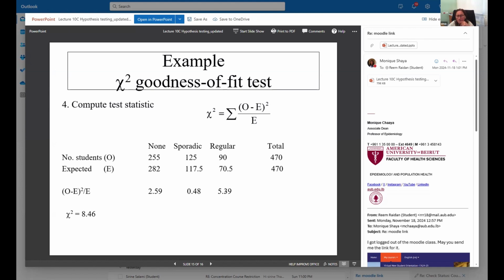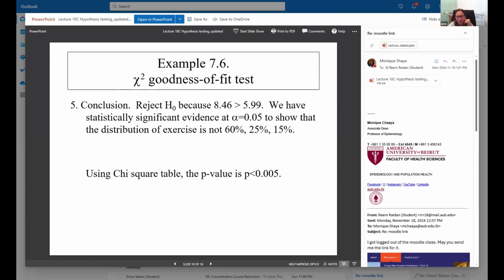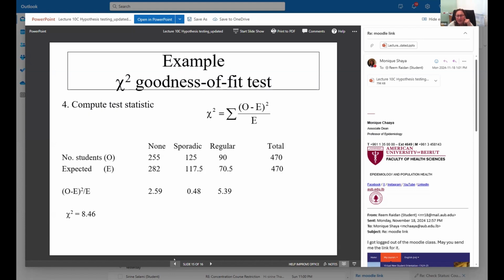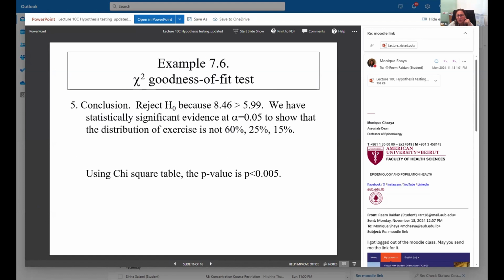I add all those differences, for each one, observed minus expected over expected, and the magnitude would turn out to be my chi-square. So this is my chi-square calculated. The chi-square that is critical is 5.99. I compare my calculated chi-square to my critical chi-square.